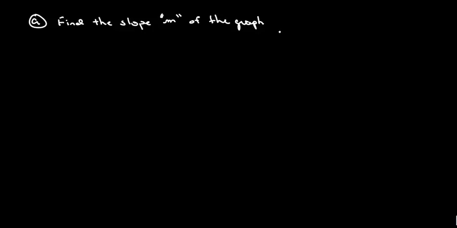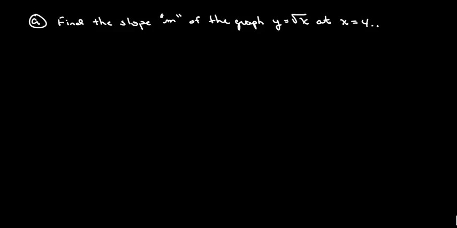Okay, for the first part, for A, for example 6, they ask us, I'm going to write this down for you here. They say find the slope, and they're going to call it M, of the graph y is equal to the square root of x at x equals 4. So I'm going to run you through how to do this with both notations.